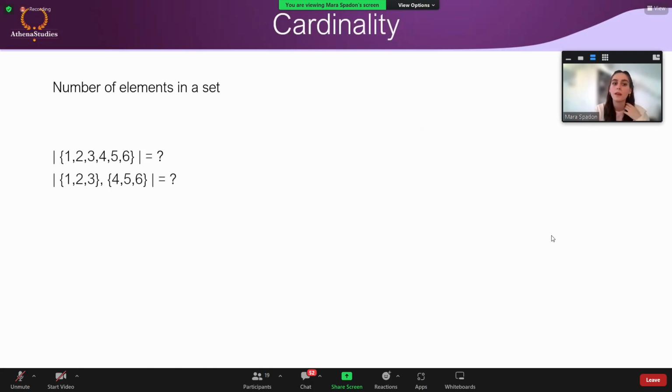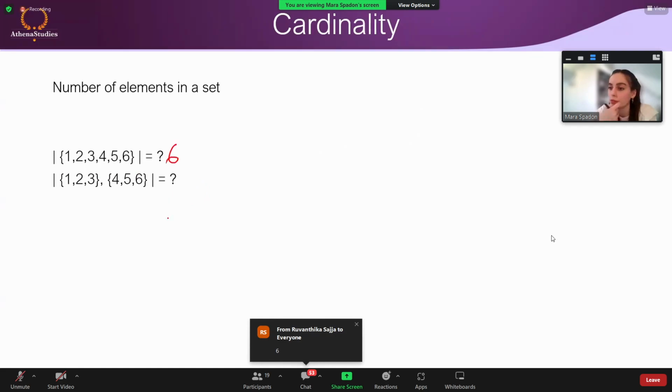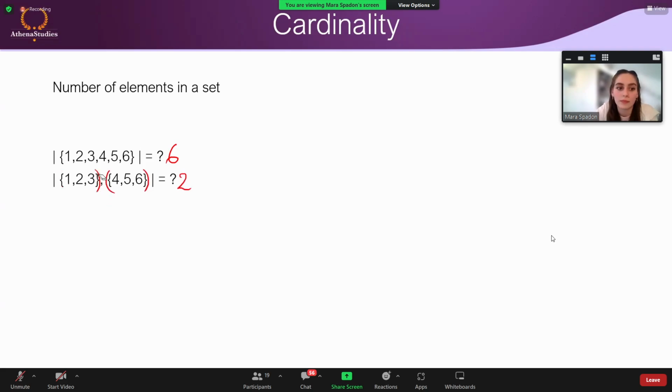Okay. Then we have cardinality, which means the number of elements in a set. So could anyone tell me the cardinality of this first one? 6, perfect. And for the second one? 2. Yes, great. And why is it 2? Because we have 2 elements here. So don't be fooled. These are 2 separate elements because they are separated by the comma here. Exactly. So if this were an entire set, we would write it like that, and it contains element 1 and element 2.